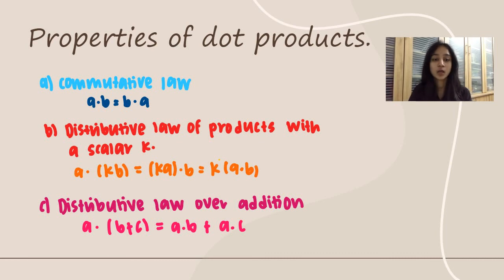And the last property in this dot products is the distributive law over addition. In this law, you times in the vector of A with the addition of other vectors. For an example, times in the vector A to B plus C vector. So A times with B plus C vector is also known as A times B plus with A times C.